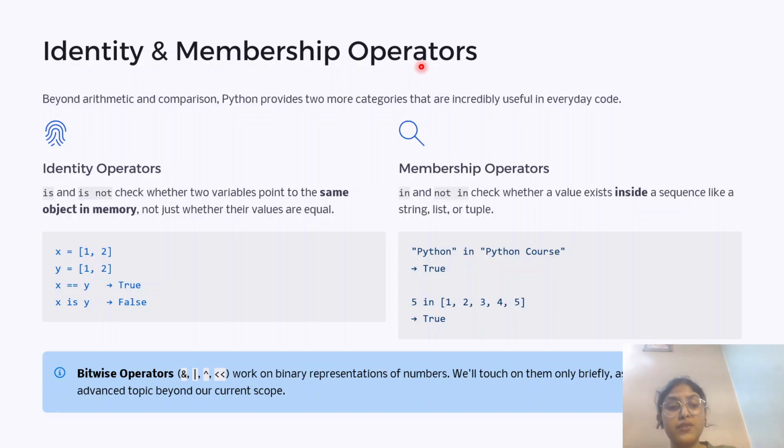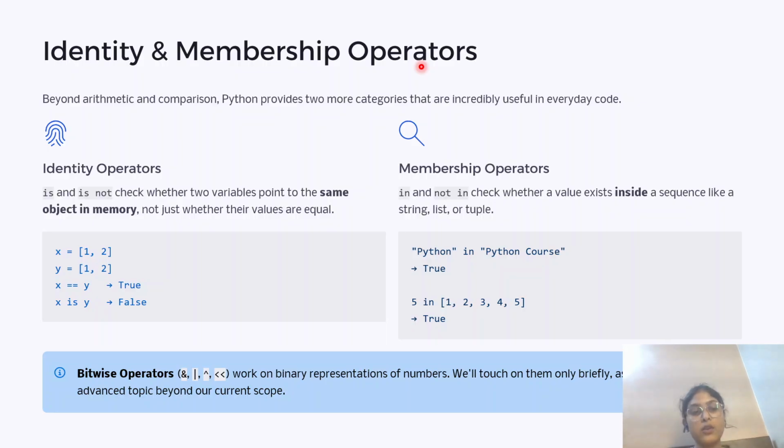Students often get confused with these and double equals to. Remember this important rule: double equals to checks whether the values are equal or not. "is" checks whether both variables refer to the same object in memory or not. Now you must be very confused. I will give you an example.